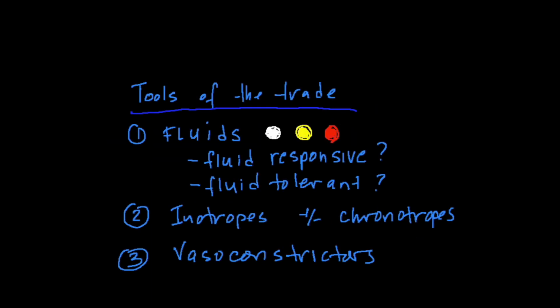So to summarize and introduce subsequent topics of exploration, the tools of the trade really come down to assessment of fluid status and understanding whether the patient's fluid responsive and whether they're fluid tolerant. That will dictate what you're doing with fluids. Secondly, it's important to have some idea whether the patient is one who's going to respond to an inotrope, and most inotropes are chronotropes, so we don't really consider that a distinct category. But distinguishing somebody who needs an inotrope versus someone who needs a vasoconstrictor versus someone who might need both, that rounds out the picture of resuscitation.